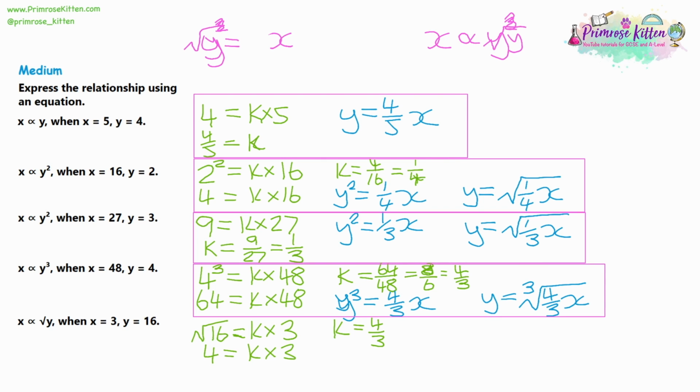So now we can substitute into our equation. Root y is equal to 4/3 of x. And then one last time, if we want y equals on its own, the opposite of rooting is squaring. So we're going to square both sides. So y would equal the square of 4/3 of x. So I'm just going to put 4/3 of x in a bracket and then put the squared symbol on the outside of the bracket. There's our answer.